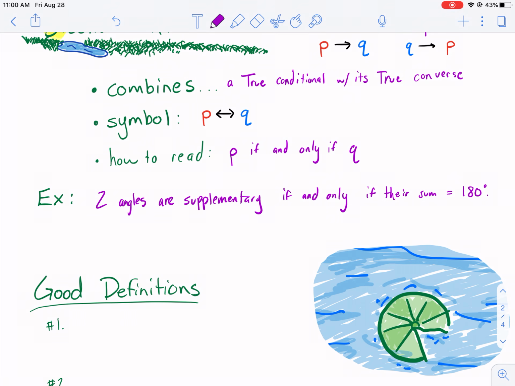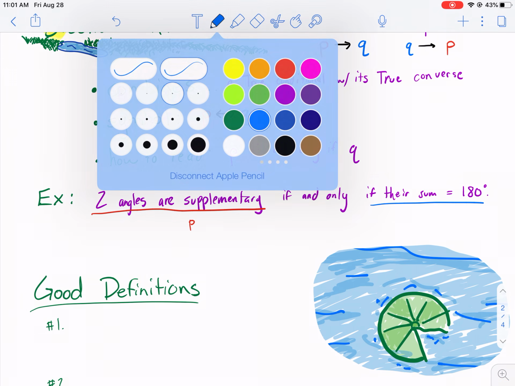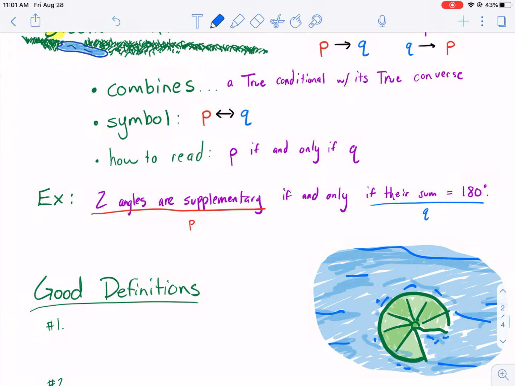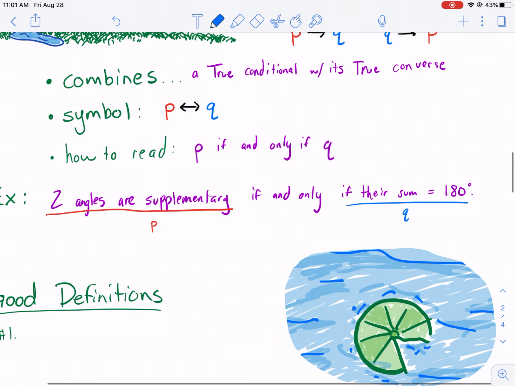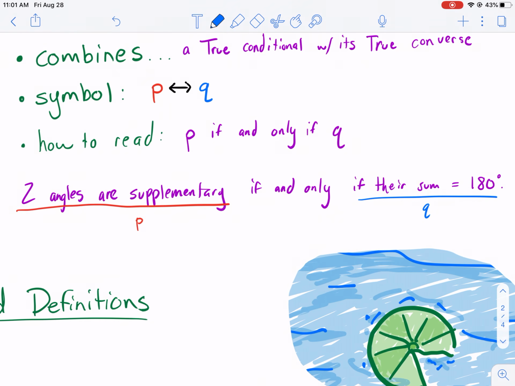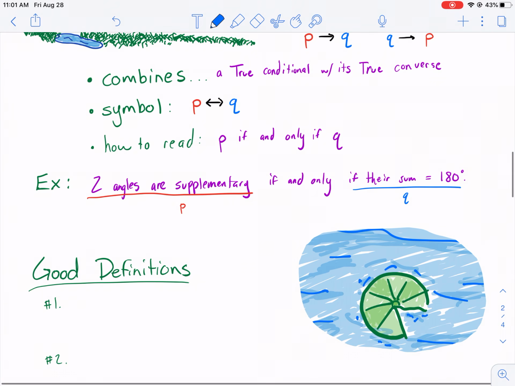Now, let's think about this for a second. Let's think about the conditional and the converse. I'm going to just pretend that this is our P and this is our Q. Honestly, it doesn't matter which one you call which, but in this case, I'm just going to say this one's our P and this one's our Q. Let's come up with our conditional statement with these assumptions. If two angles are supplementary, then their sum equals 180 degrees. What do we know about that statement? Is that true or false?